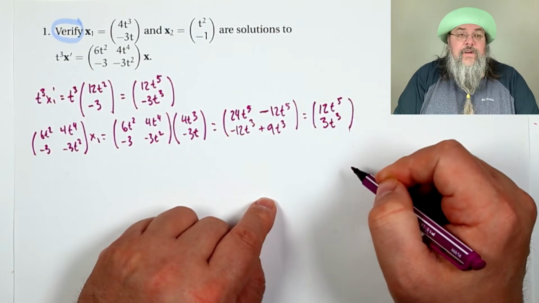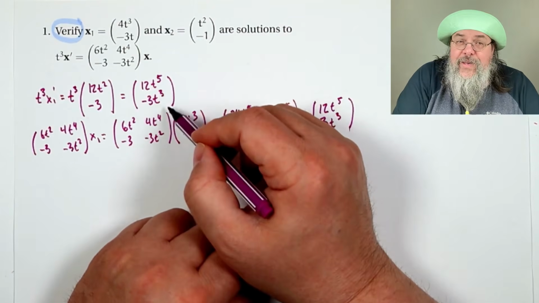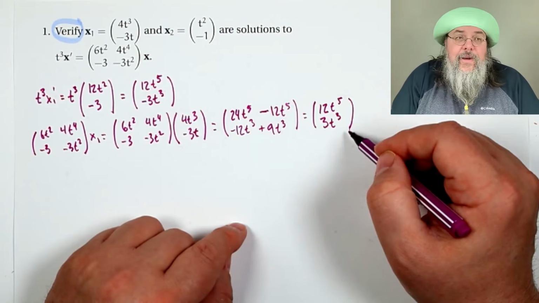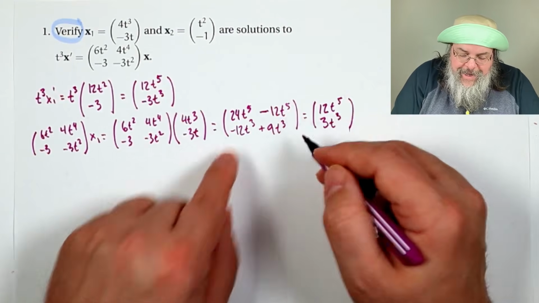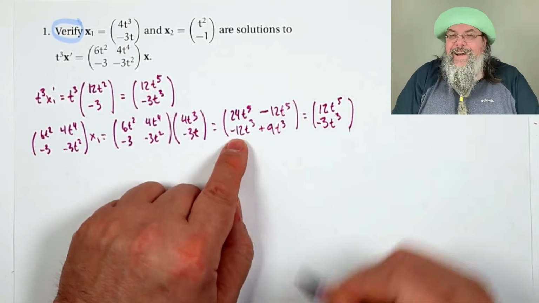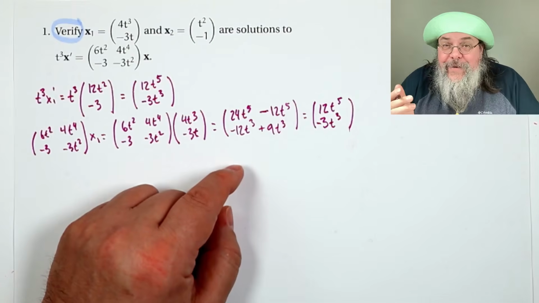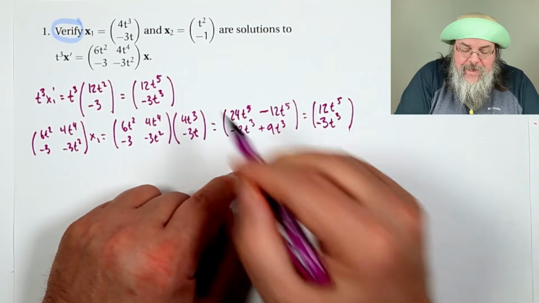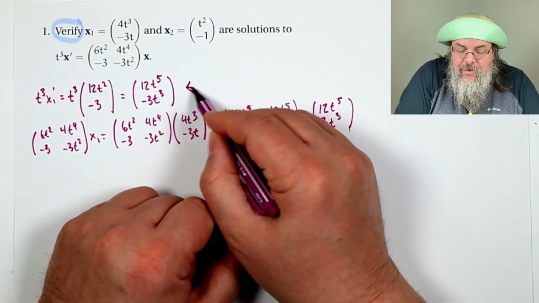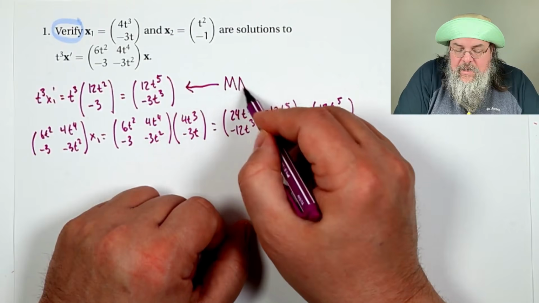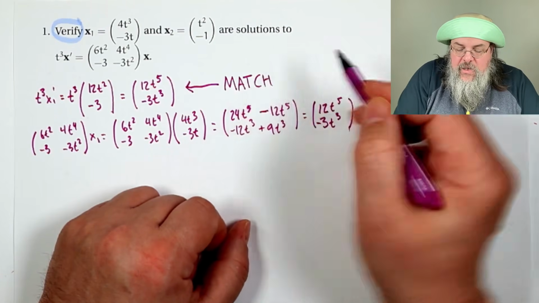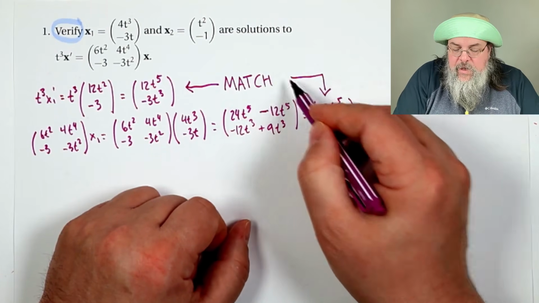And what do we see? 12t to the fifth minus 3t cubed, 12t to the fifth, and minus 3t cubed. You know they have to match, because that's the verification. And so we say, aha, these match. And that's the whole thing for x1.